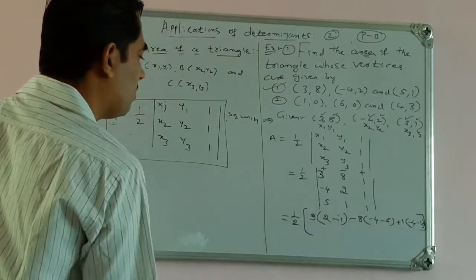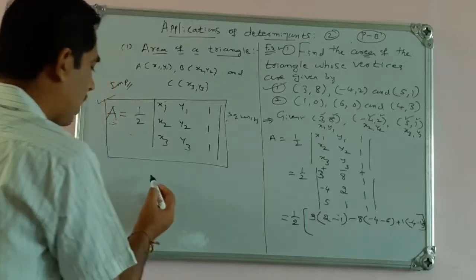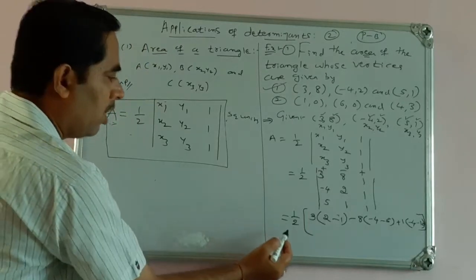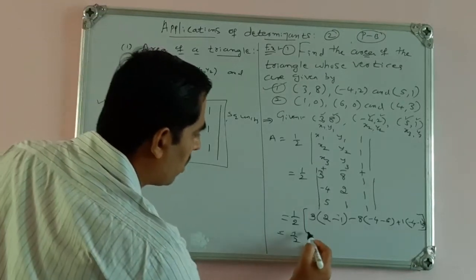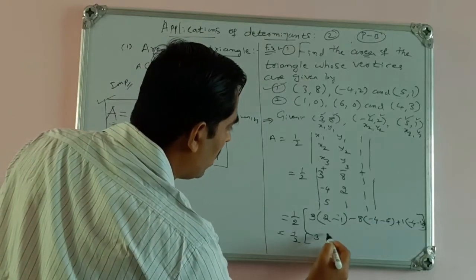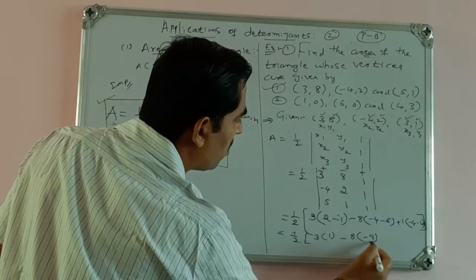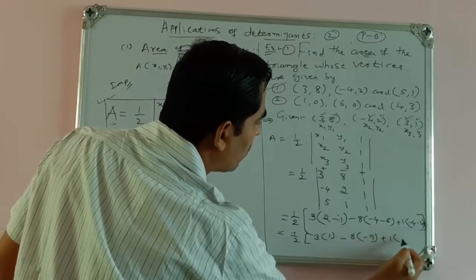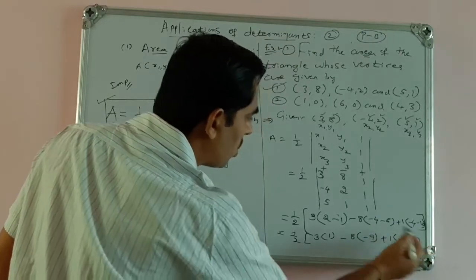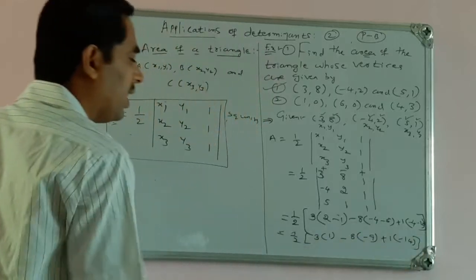So we can simplify it. Okay, let me write here only. Half into 3 into 2 minus 1 is 1, minus 8 into minus 4 minus 5, that will be minus 9, plus 1 into minus 4 minus 10, that is minus 14. So we have to simplify the things inside the bracket here.